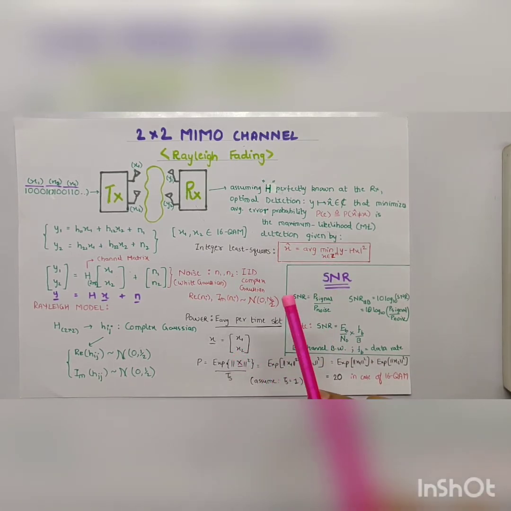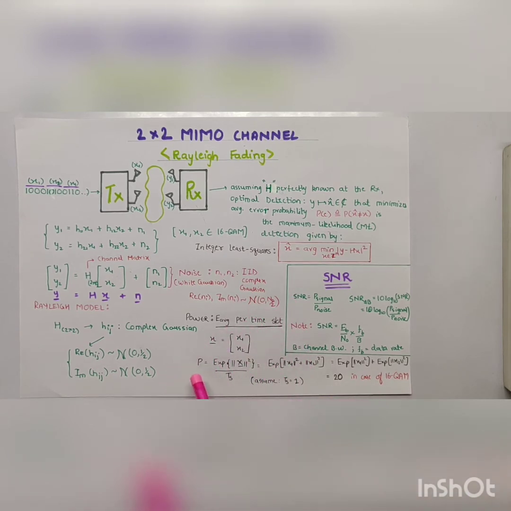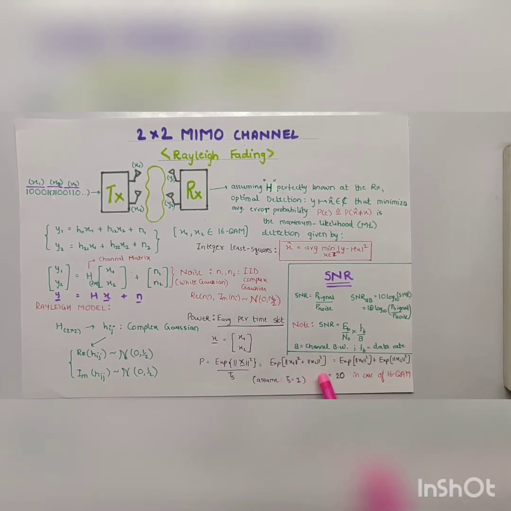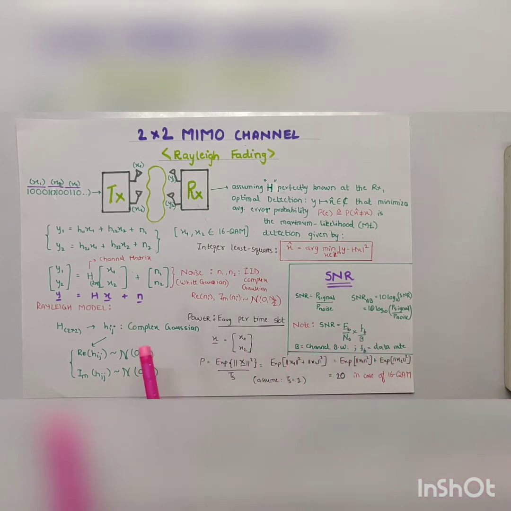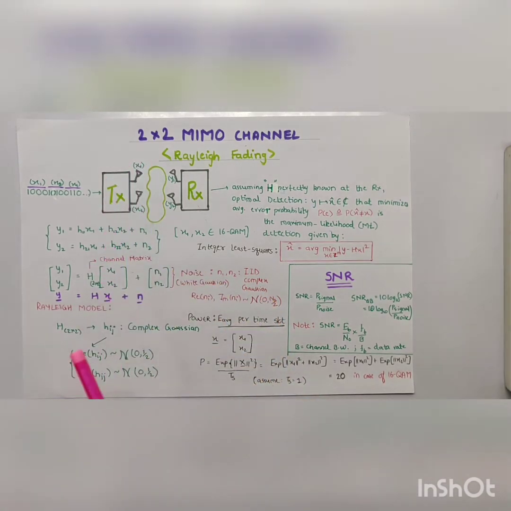The power is taken over a single channel use, and therefore the average power will be the sum of average powers of signals of all transmit antennas. This can be shown as per the demonstration. In our case, we had average power equal to 10, but we have 2 antennas and each has a signal of transmit power 10. So our net power per channel use will be 20 in case of our 16 QAM model and 2x2 channel.